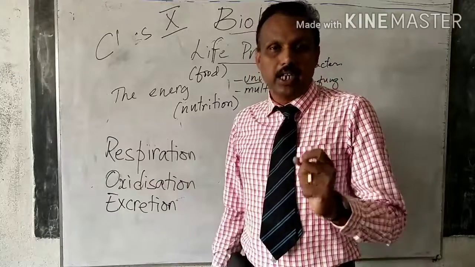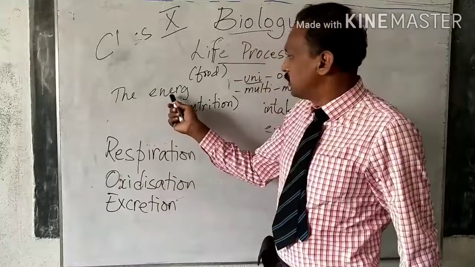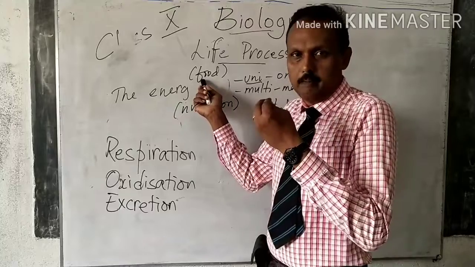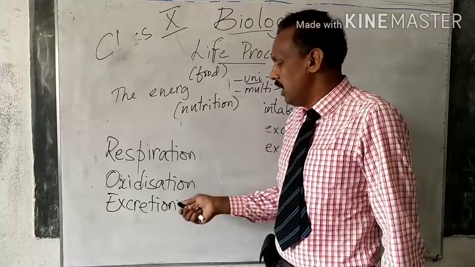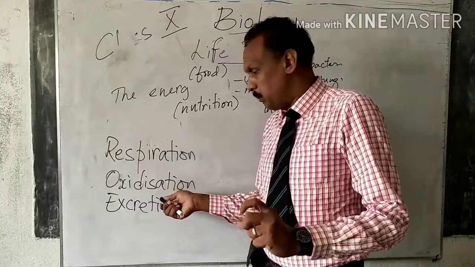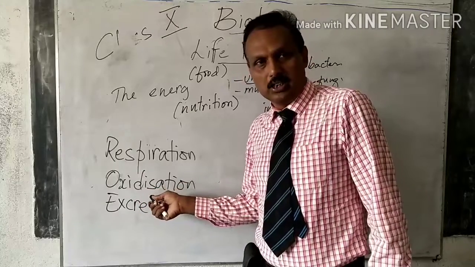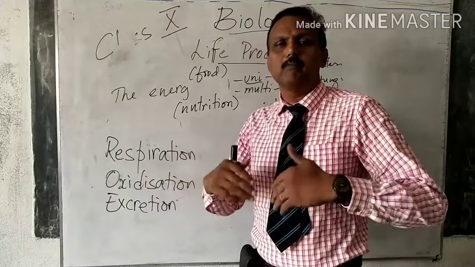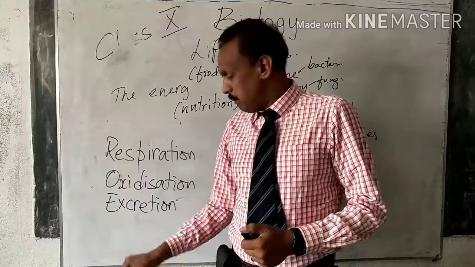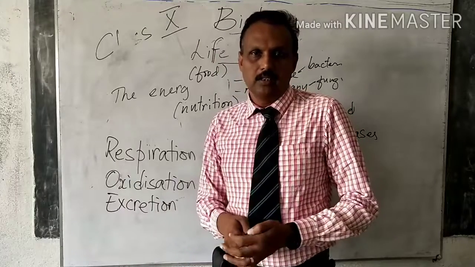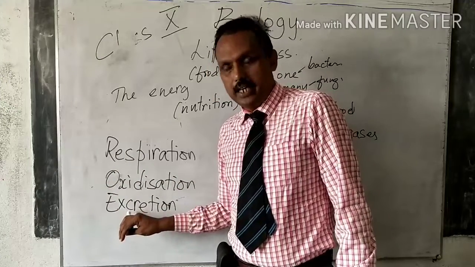So for that it needs energy. Where do you get energy from? Respiration. The energy is transferred from outside, that is called food, and then inside our body the energy is changed, called nutrition. For that we need oxygen. The process by which respiration takes place with the help of oxygen is called oxidization. When respiration takes place, some waste materials are formed. The waste material sent out from our body, that process is called excretion. So once again I repeat: respiration, oxidization and excretion.